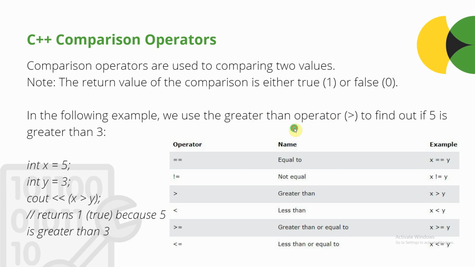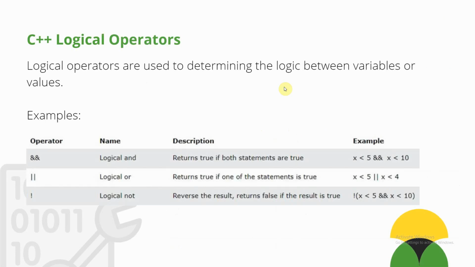variable declaration lines. Logical operators are used for determining the logic between variables, and these are the three commonly used: logical AND, logical OR, and logical NOT. AND returns true if both statements are true. This is an example. For OR, if one of the statements is true, it will return true, and this is an example. NOT returns false if the result is true. So this is your example code for the logical operators.